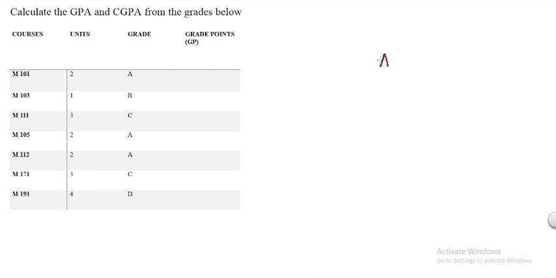Grade A is often assigned a weight of 5 on a 5-point scale. Grade B is often assigned a weight of 4. Grade C is assigned a weight of 3. Grade D is assigned a weight of 2. Grade E is assigned a weight of 1. Grade F is assigned a weight of 0.